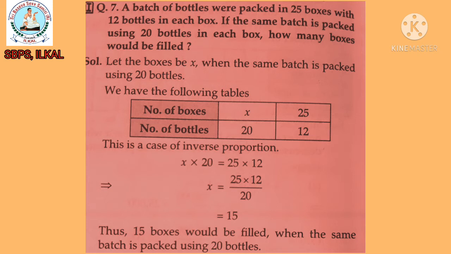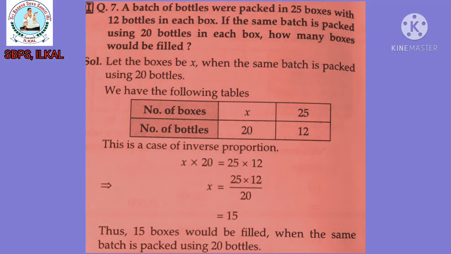Let the boxes be x when the same batch is packed using 20 bottles. We have the following table. Number of boxes x, then number of bottles will be 20. If number of boxes were 25, number of bottles will be equal to 12. This is a case of inverse proportion. x into 20 is equal to 25 into 12, which implies x is equal to 25 into 12 divided by 20, which gives 15. Thus, 15 boxes would be filled when the same batch is packed using 20 bottles.